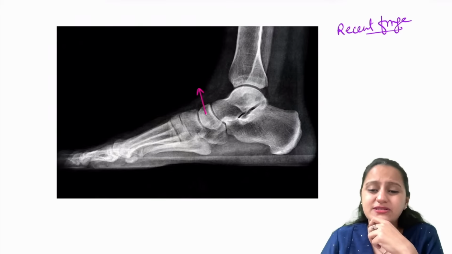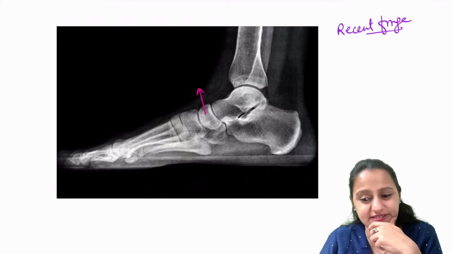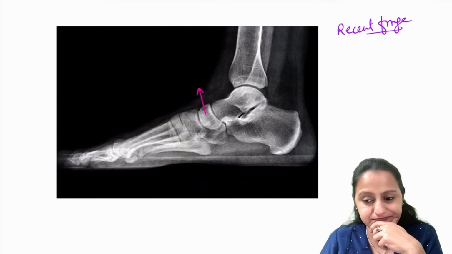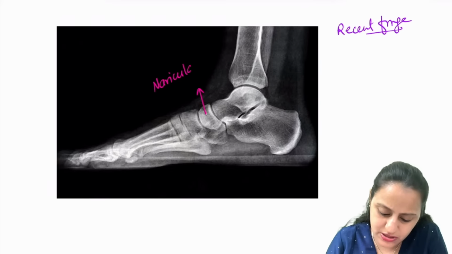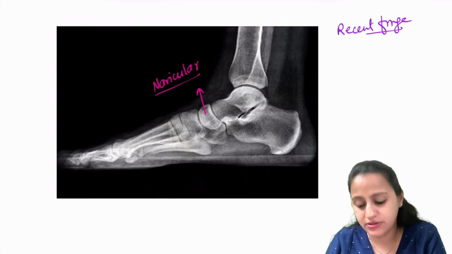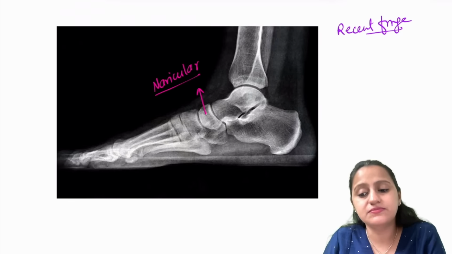Yes, Aju, because it has no radiation and it is non-invasive. So MRCP is preferred. Very good. This is the navicular bone. Okay, this is navicular. So, identifying the tarsal bones.